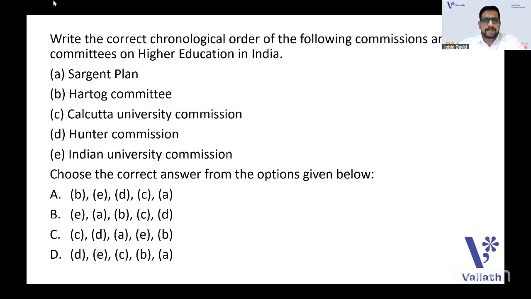So we have Hartog Committee, Calcutta University Commission, Hunter Commission. Obviously, I think Hunter Commission will be the first one. Yes. And then the last one will be Sergeant Plan, because Sergeant Plan was in 1944. So we can think like that. Hunter Commission is the first one, before Hartog Committee and all. Yeah, it was in the 1800s.